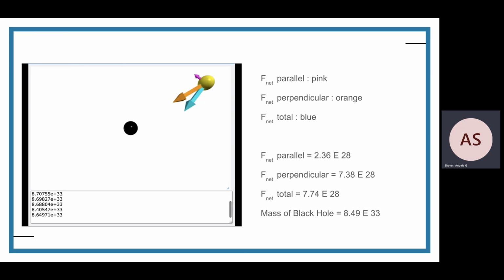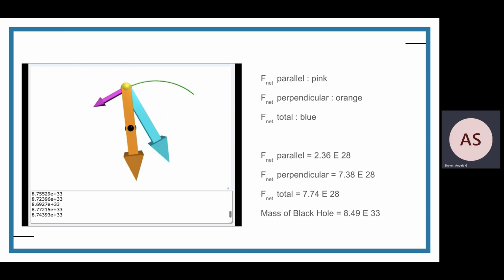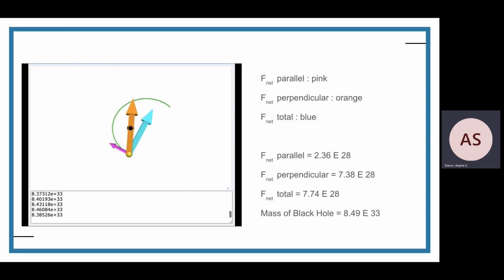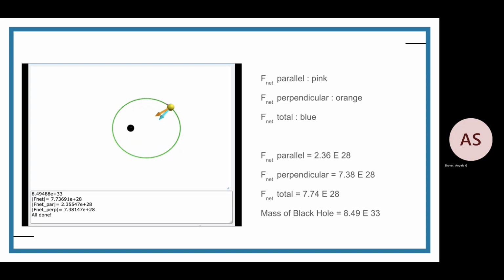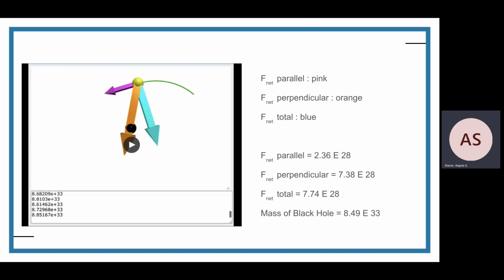In the model, the pink arrow represents the parallel component of the net force. The orange arrow represents the perpendicular component of the net force, and the blue arrow is the total net force. The total net force on the star was calculated to be 7.74 times 10 to the 28th newtons, and the mass of the black hole was found to be 8.49 times 10 to the 33rd kilograms.